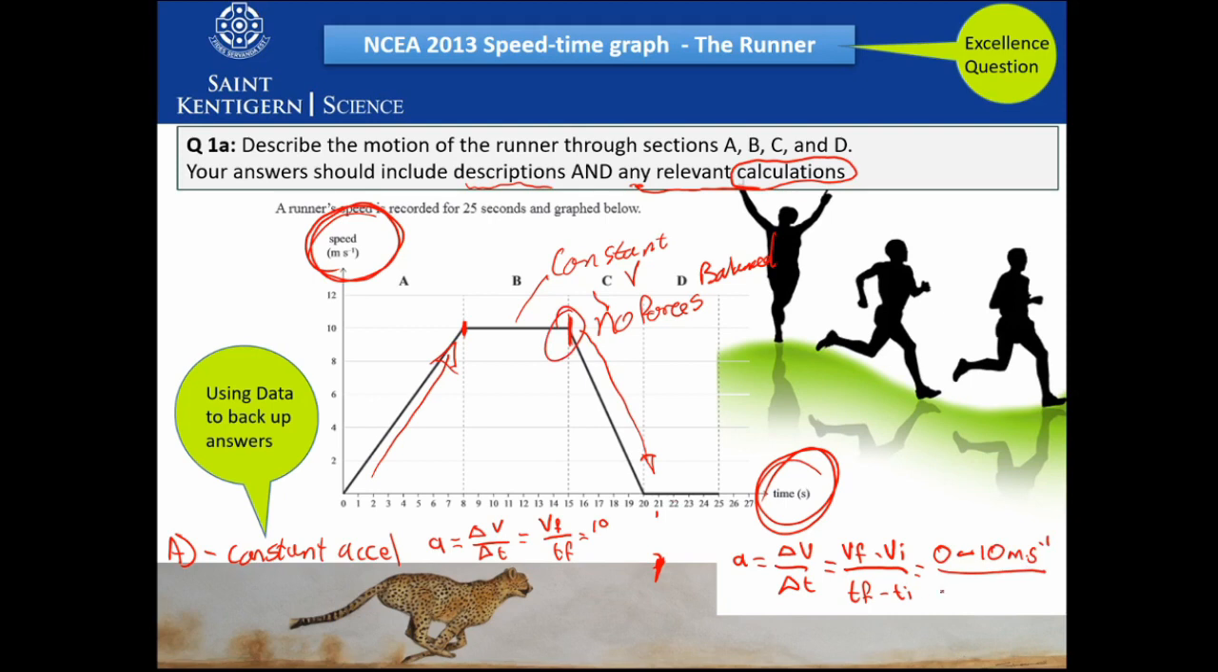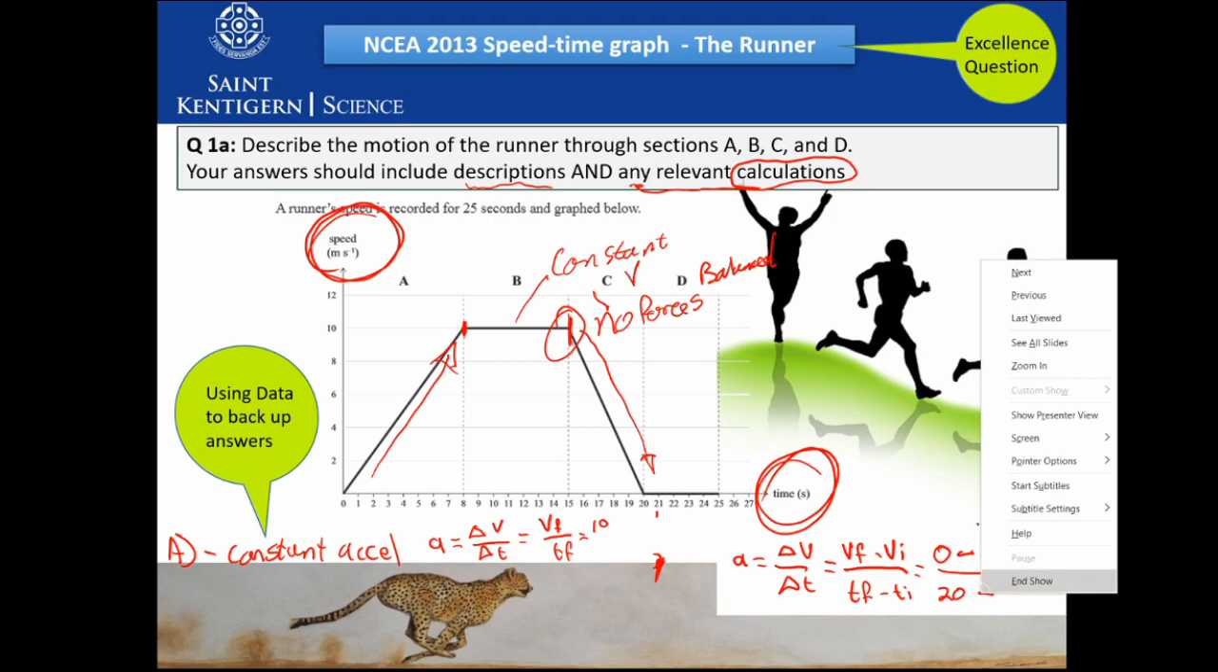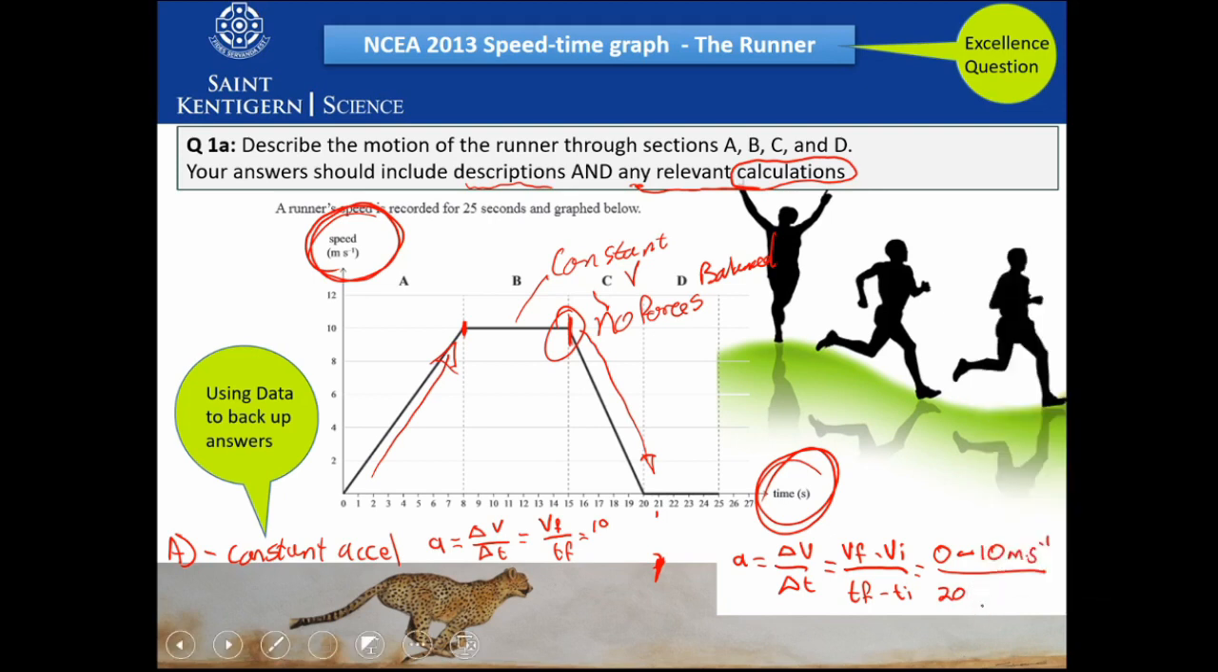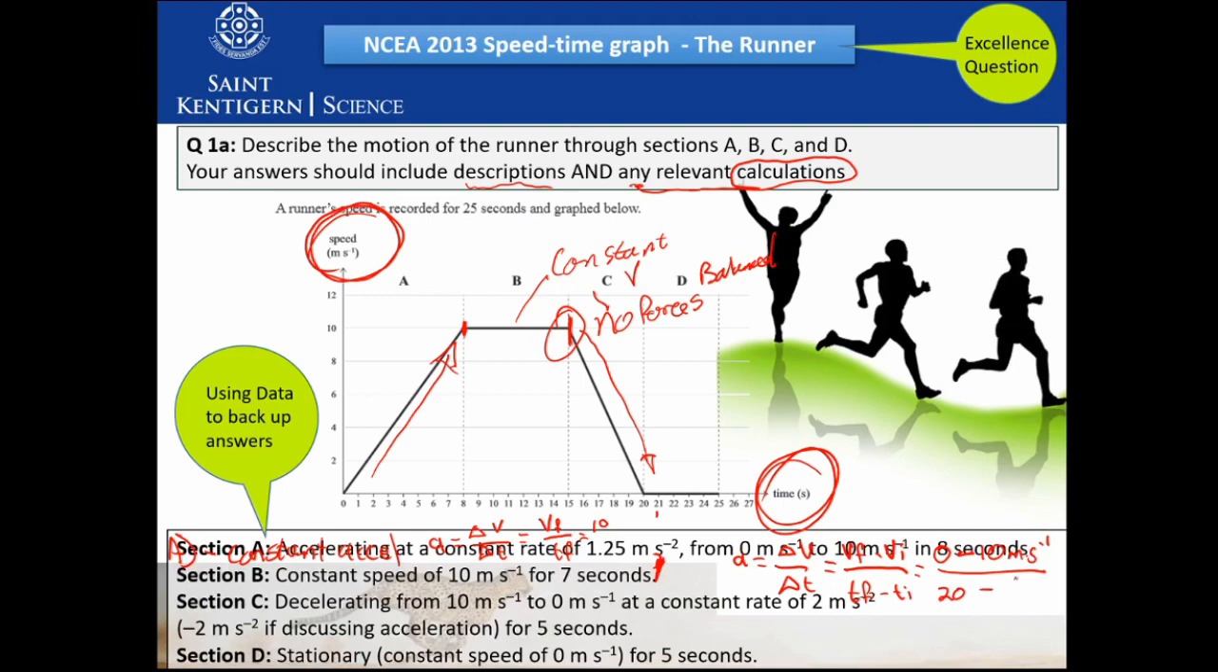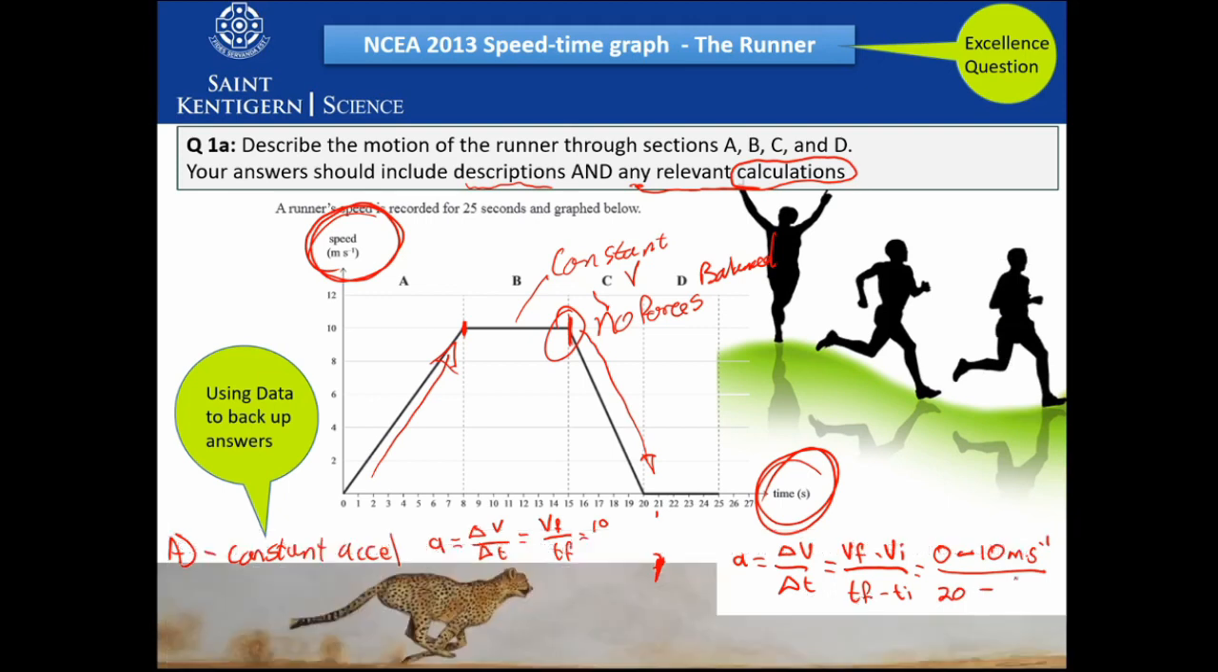Divided by our time final was 20, and our time initial was 5. So, which basically then gives us minus 10 over 15, minus 10 over 5, which gives us negative 2 meters per second per second. Okay. Sorry, you can't see that.